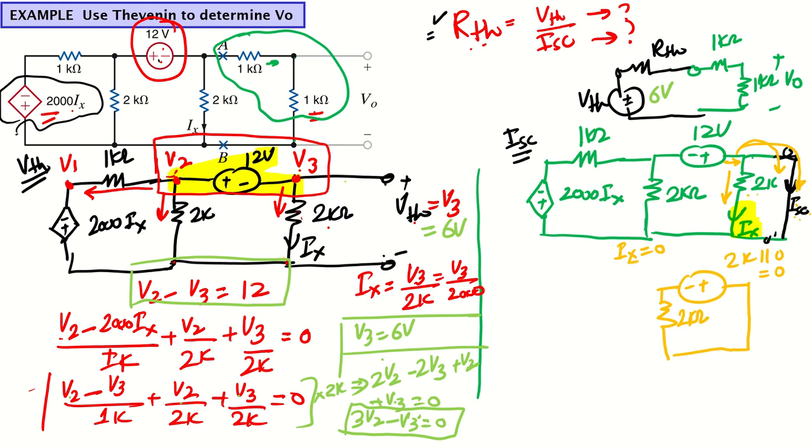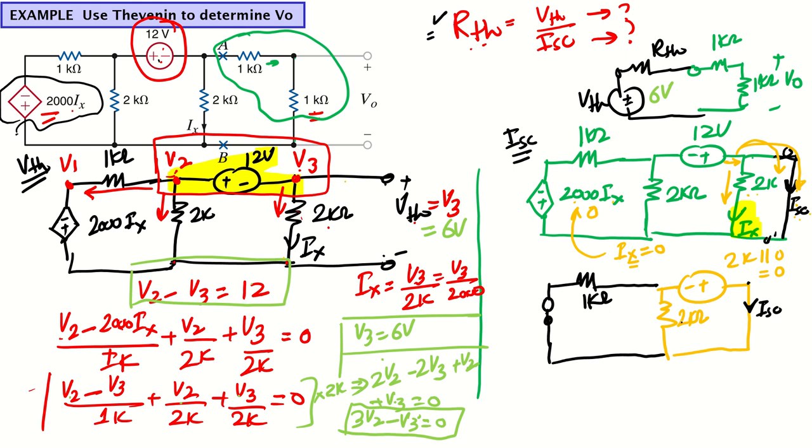If the value of Ix becomes 0, what will this dependent source, 2000 times Ix, be? It becomes 0. 0 volt means a simple short circuit. So we can replace this dependent source with a short circuit also. Then we have only a 1K here. This will be our more simplified circuit, and our target is again just to find the current through this branch.